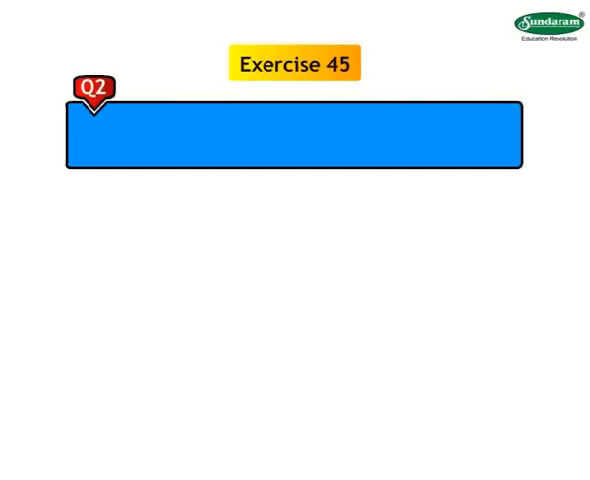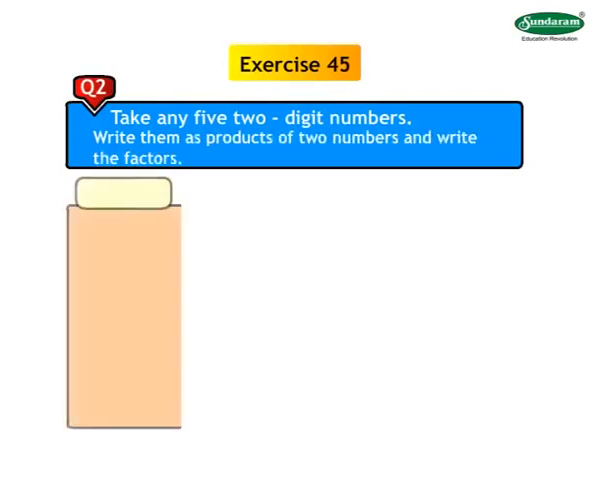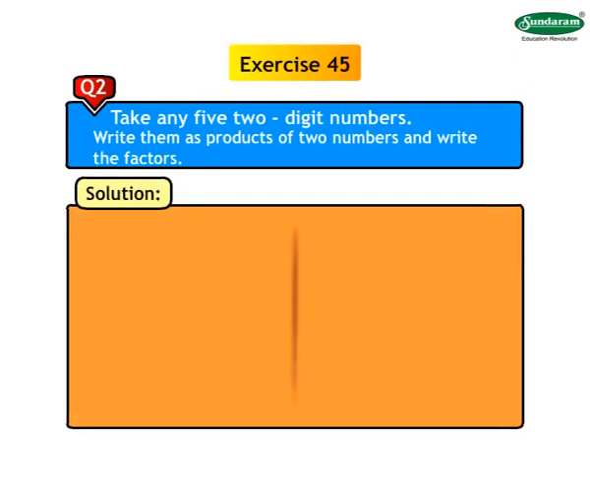Question 2. Take any 5 two-digit numbers. Write them as products of two numbers and write the factors. Solution. Let us take first number 10. 10 is equal to 1 into 10. 10 is equal to 2 into 5. Therefore, pairs of factors of 10 are 1, 10 and 2, 5.